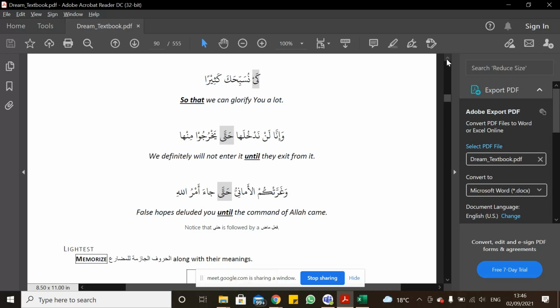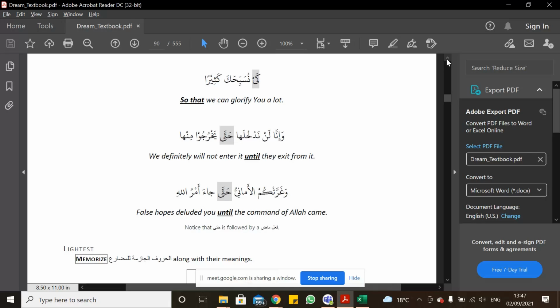Kai is harf nasiba. So nusabbihu becomes nusabbiha because of kai. So it's fi'l in nasab form. What is the hidden pronoun here? The hidden pronoun is nahnu. And ka is the attached pronoun, which means maf'ul bihi, you. Nusabbihaka.